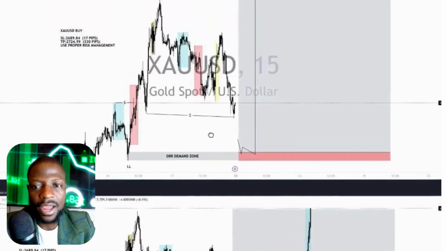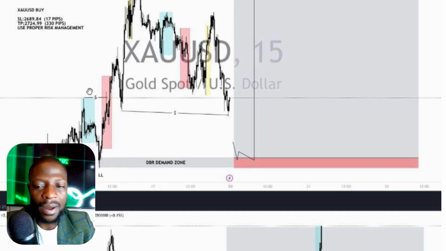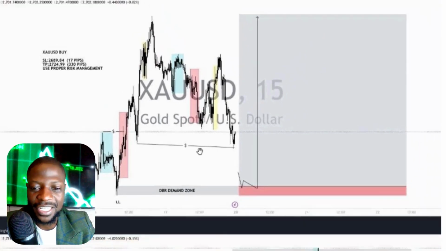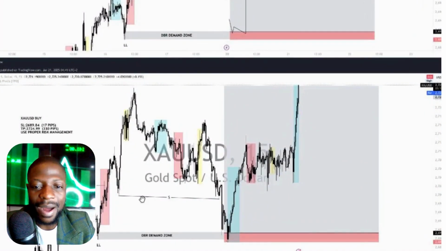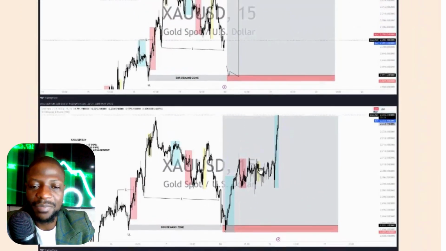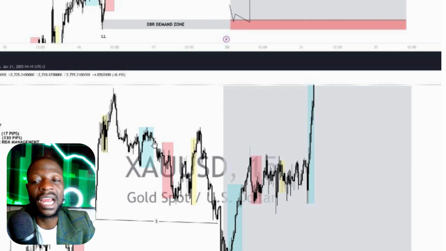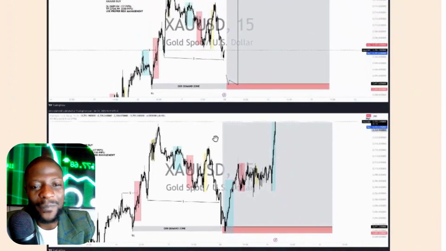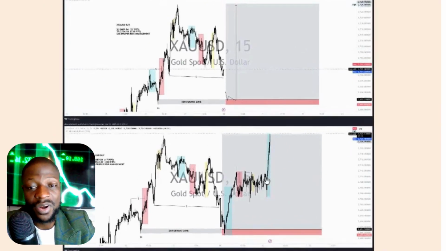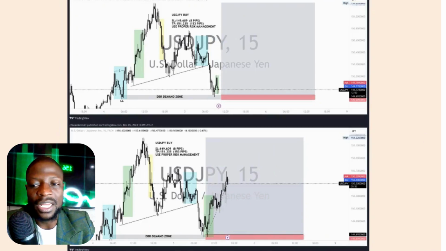So you can see that right here this is a QML. We have a low, high, break of structure to the upside. What do we have here? You have liquidity. And then guess what happens? The market takes out the liquidity, comes into our area, and then just pushes all the way. You can see that the stop loss was like 17 pips and our target was like 330 pips. If you do your math, that's over 15 risk reward ratio, over 20 risk reward ratio on a single trade, right? And this was on gold.